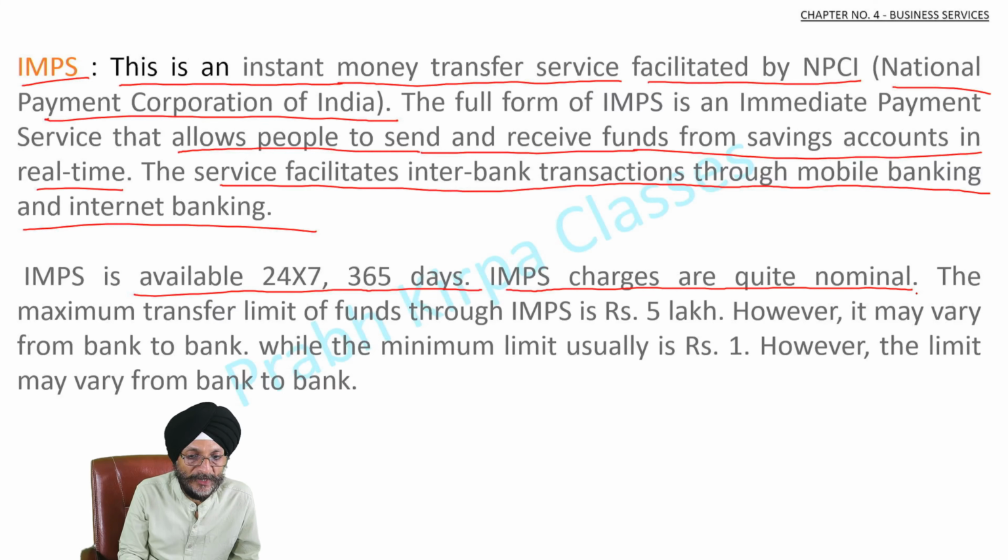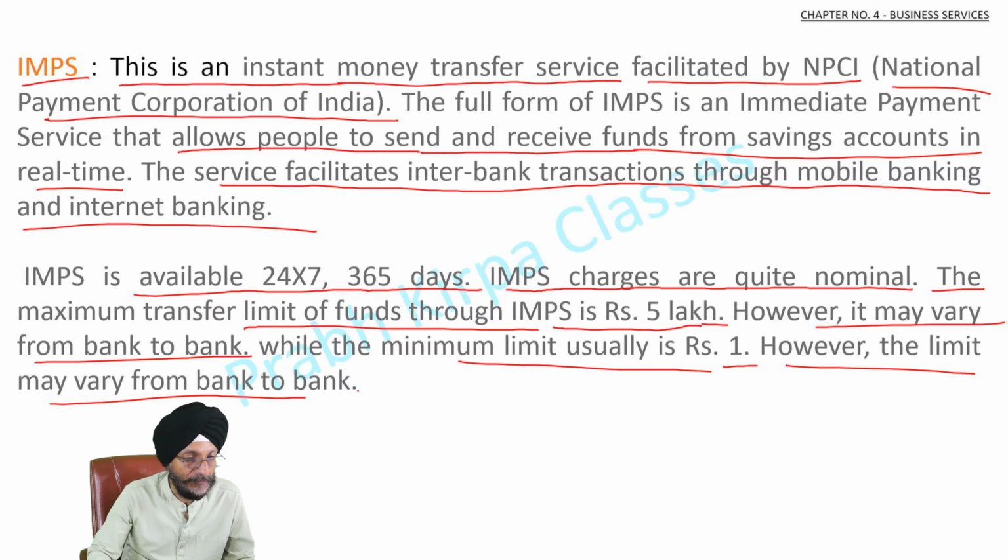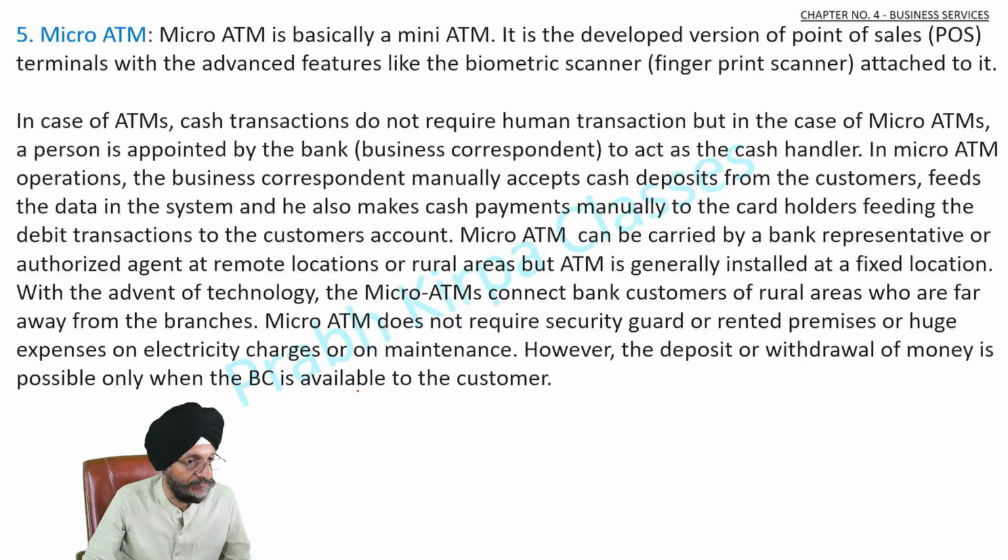IMPS charges are quite nominal. The maximum transfer limit of funds through IMPS is 5 lakhs. However, it may vary from bank to bank. While the minimum limit is usually rupees 1. However, the limit may vary from bank to bank.